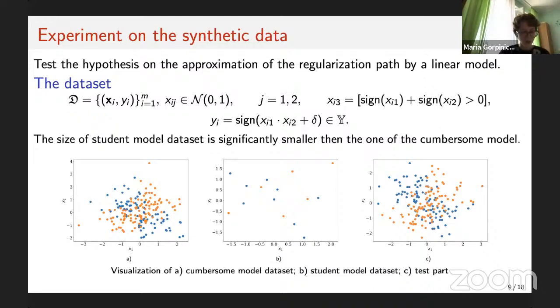For the evaluation of the method, we conducted a computational experiment using a synthetic dataset. The first two features are generated from the standard normal distribution. The third one indicates whether the first two features are greater than 0. We also define the labels on every object, which are noisy. The size of the student model dataset is much smaller than the size of the cumbersome model dataset.